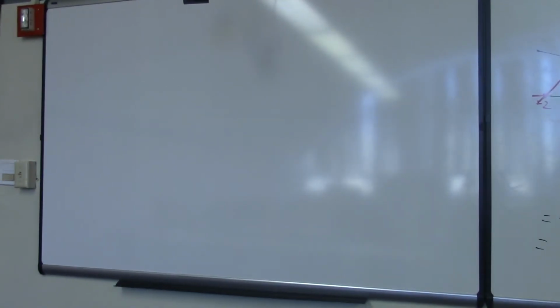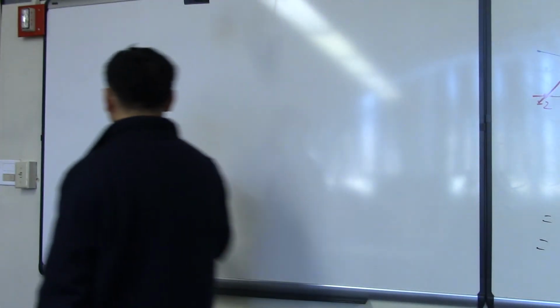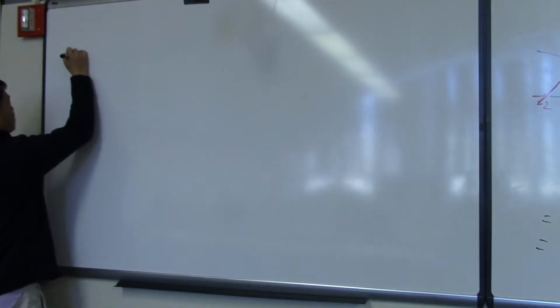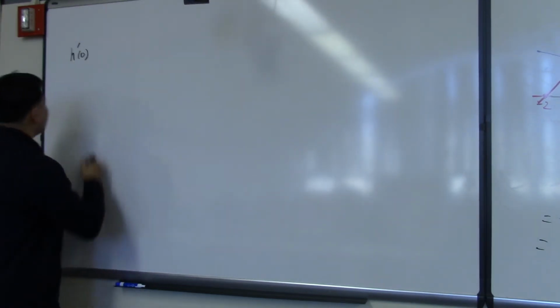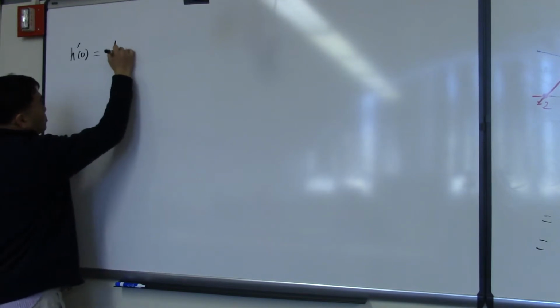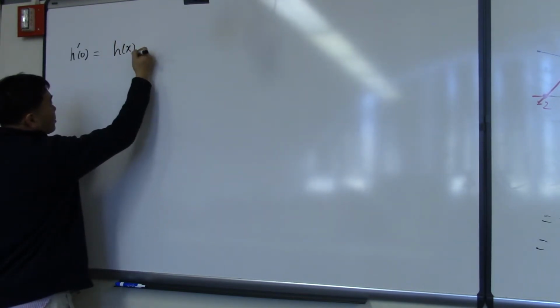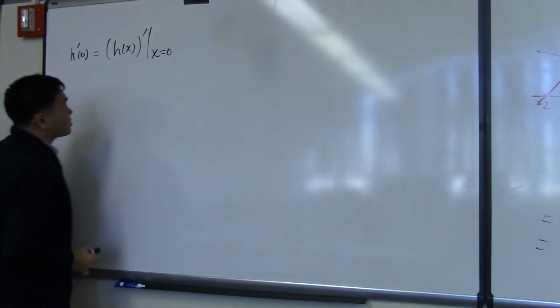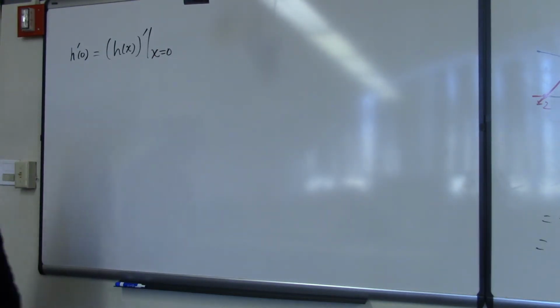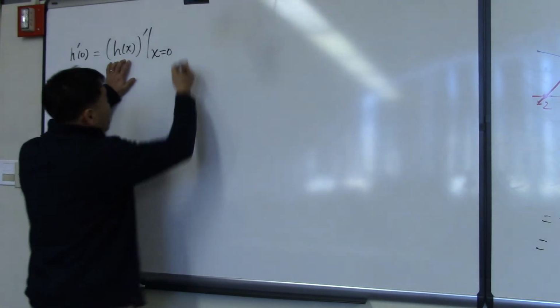So let's try h prime of 0. So what does that mean? That means you take the function h, differentiate, and then plug in x equal to 0. What is h of x?